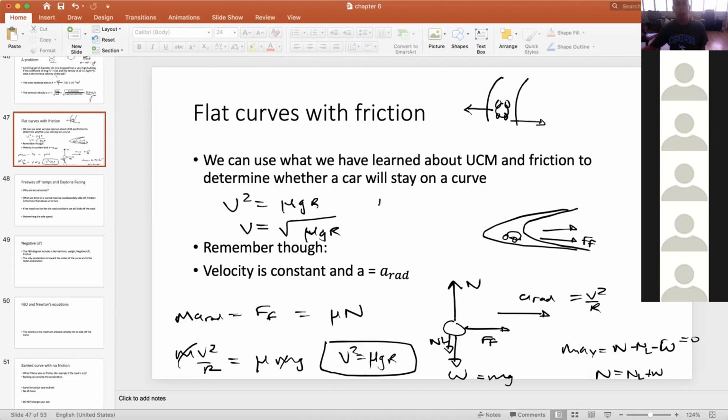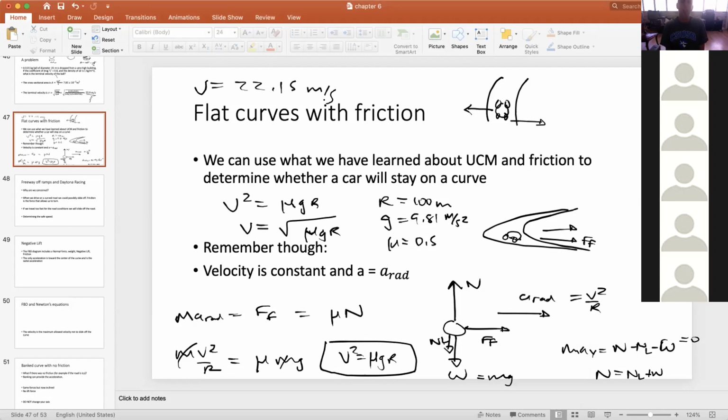So let's say r is 100 meters and g is obviously 9.81 meters per second squared, and mu was 0.5. How fast could you travel that turn? Square root of 0.5 times 100 times 9.81 is 22. So v in this case would be 22.15 meters per second. That's only about 40, maybe 45 miles per hour.